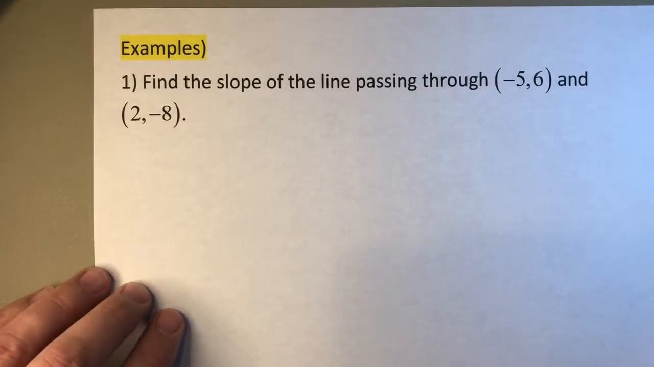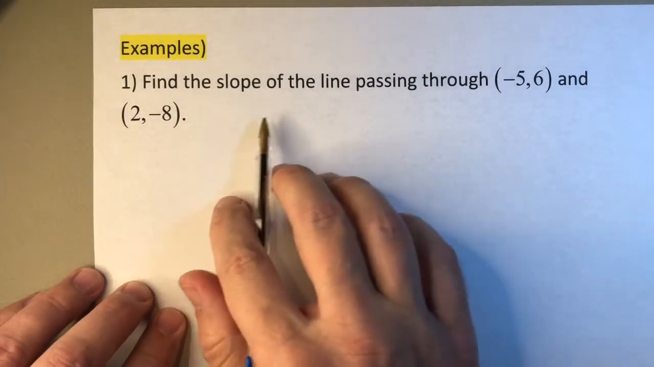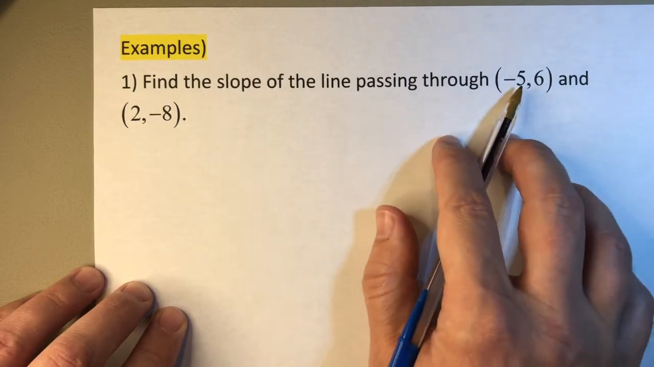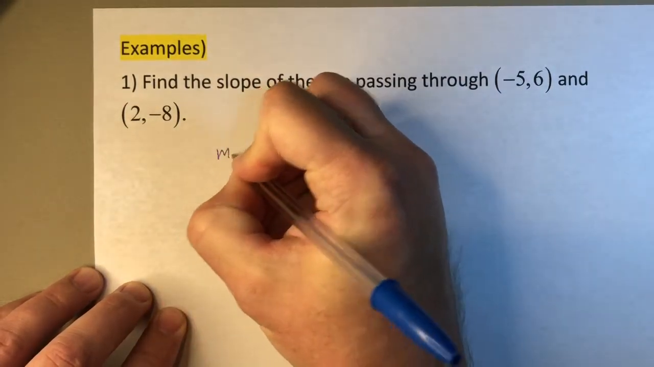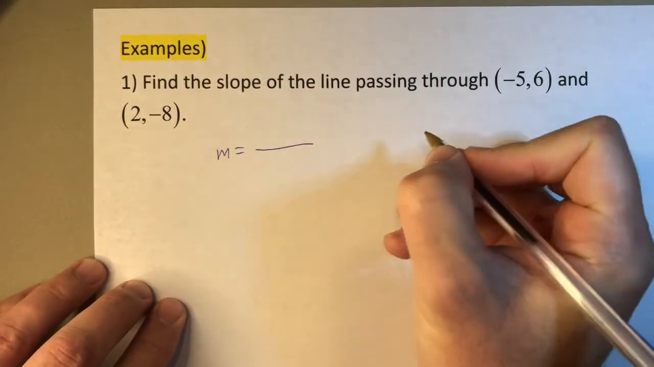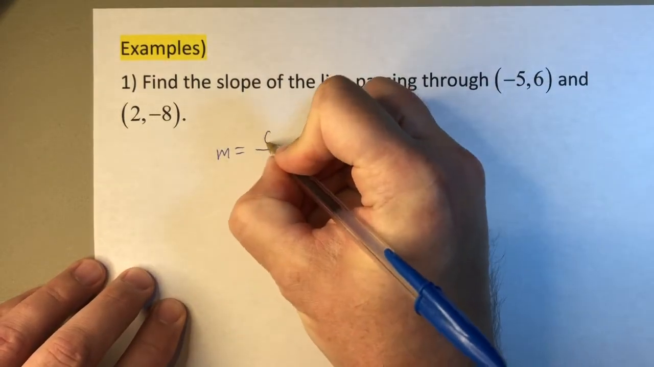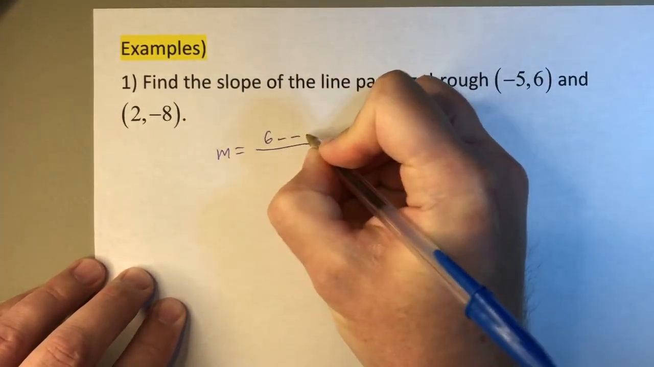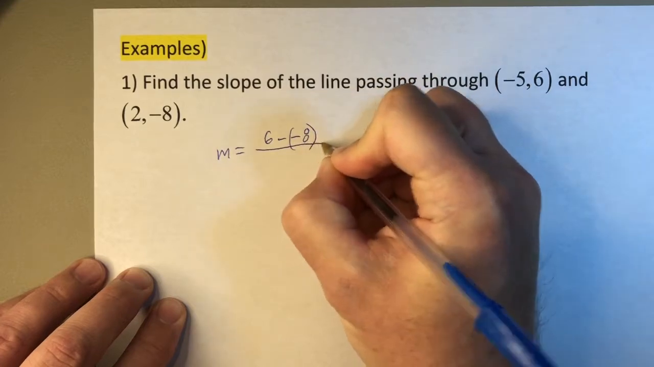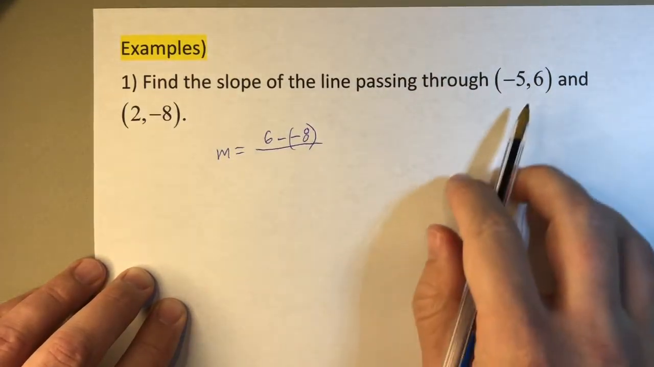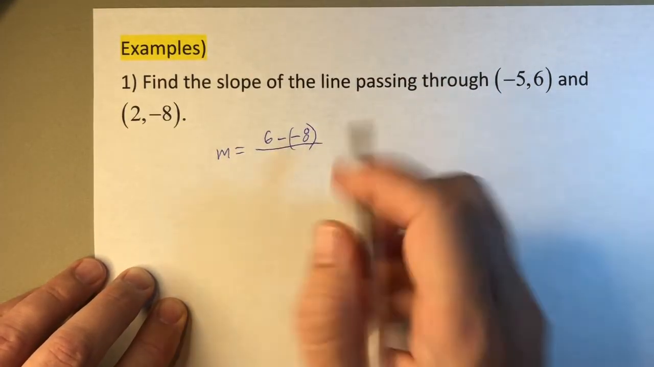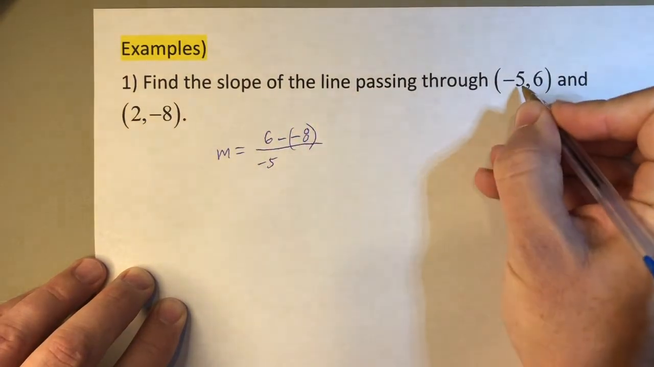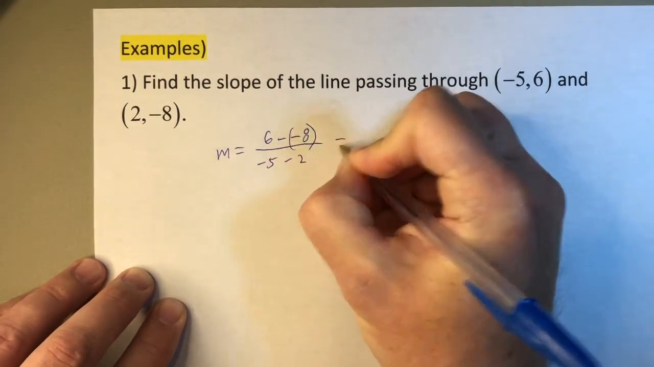Okay, let's look at our first example. In this example, we want to find the slope of a line passing through these 2 points. We're going to use our slope formula here. It's the difference of the y's, so that's 6 minus a negative 8. Make sure you use parentheses accordingly here. Also, what? Negative 5 divided by negative 5 minus 2. So that's going to be what?